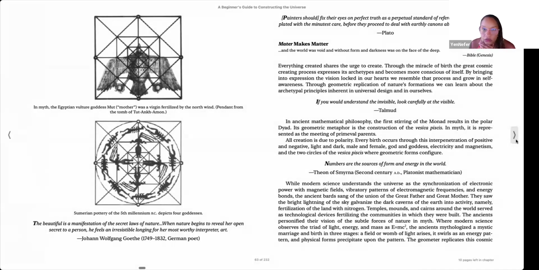Matter makes matter, and the world was void and without form, and darkness was on the face of the deep. Everything created shares the urge to create. Through the miracle of birth, the great cosmic creating process expresses its archetypes and becomes more conscious of itself. By bringing into expression the vision locked in our hearts, we resemble that process and grow in self-awareness. Through geometric replication of nature's formations, we can learn about the archetypal principles inherent in universal design and in ourselves.